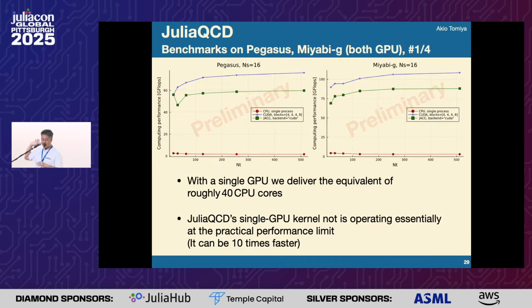This is essentially the same plot, but the vertical axis is gigaflops. With a single GPU, we deliver the equivalent of roughly 40 CPU cores. And the JuliaQCD single GPU kernel is not operating at the practical performance limit, because it can be 10 times faster according to the hardware limit.